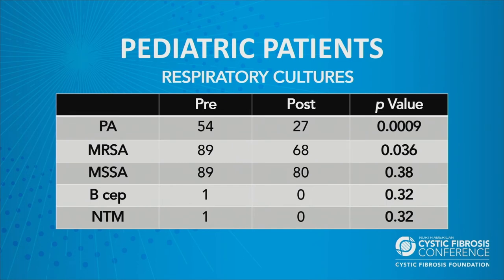Looking at sputum microbiology in the pediatric population, Pseudomonas aeruginosa was significantly less prevalent post-ETI than it was prior to therapy, as was methicillin-resistant Staphylococcus aureus. However, there was no significant change in the presence of methicillin-sensitive Staph aureus, Burkholderia cepacia, and non-tuberculous mycobacteria. Of note though, with the last two organisms, there was only one positive result pre-therapy and none post-therapy.